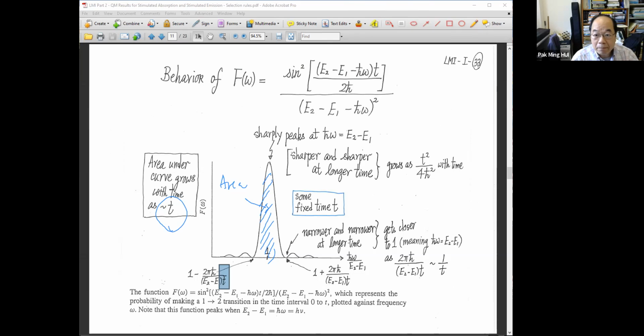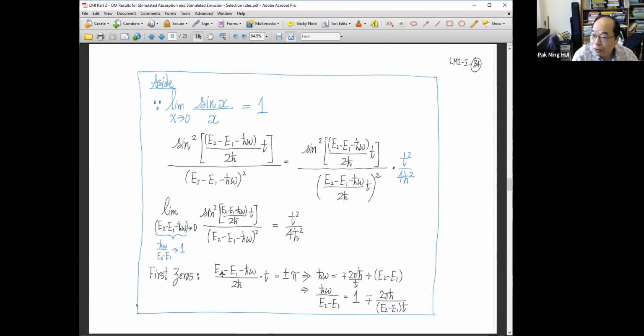Okay. So you can think about it. I can draw another picture at a slightly later time. The peak will shoot up. The 2 sides will squeeze in. Okay? But the area under the curve just goes like t. All right? That is important. That will become important later. So if that is okay, I don't need to go through this page.